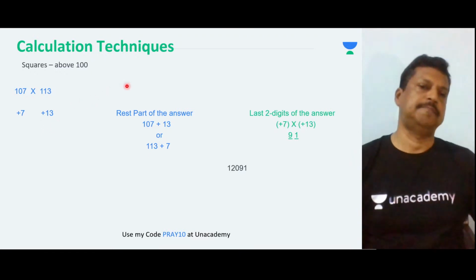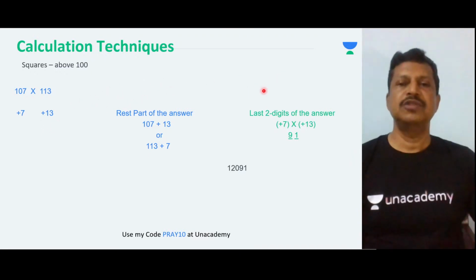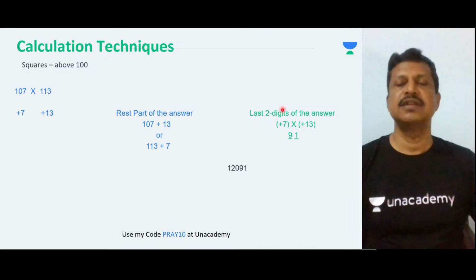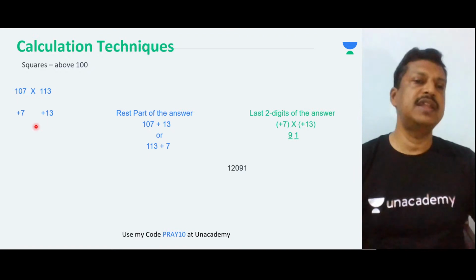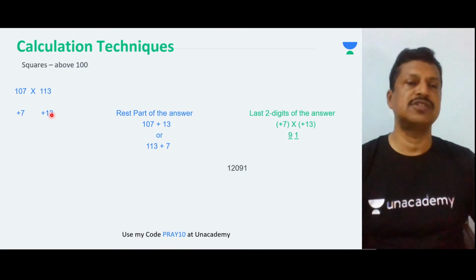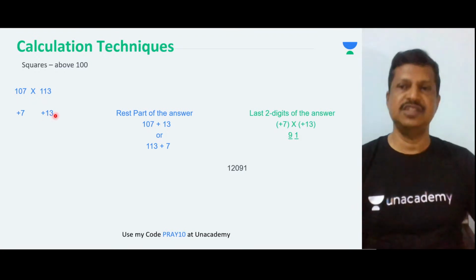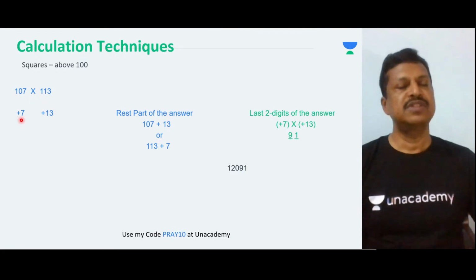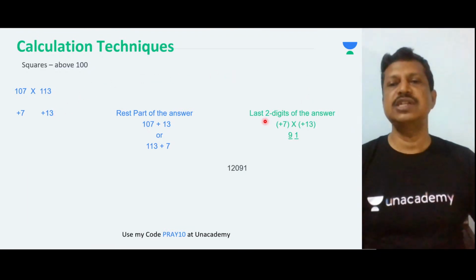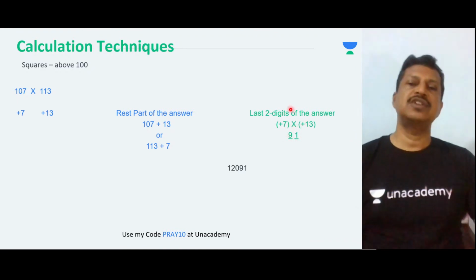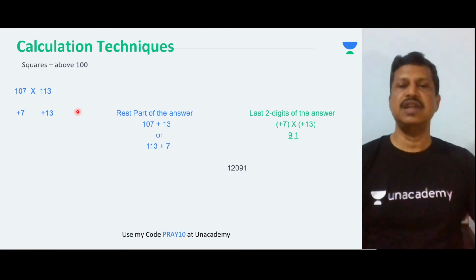Now come to the answer part, how to get the answer. The last two digits of your answer will be the product of the deviations. What are the deviations? Plus 7 and plus 13. Plus into plus is plus only. So 7 into 13 gives you 91. So the last two digits of your answer will be 91. Please remember, the last two digits of your answer are the product of the deviations.